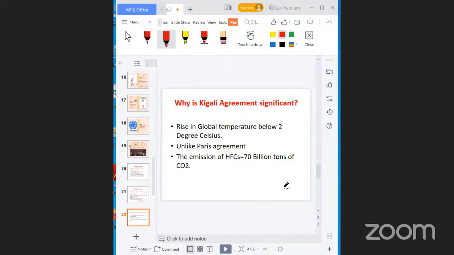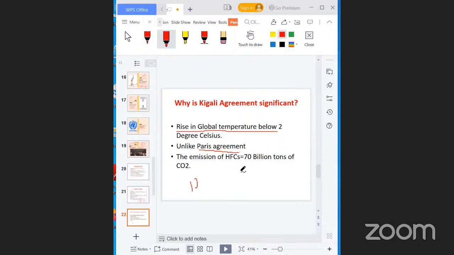Why? Because it strengthens the Paris Agreement, which sets ambitious targets of restricting the rise in global temperature below 2 degrees Celsius as compared to pre-industrial levels, right? So unlike the Paris Agreement, it gives clear, concrete and mandatory targets with fixed timelines to the signatory parties to achieve their targets, right?